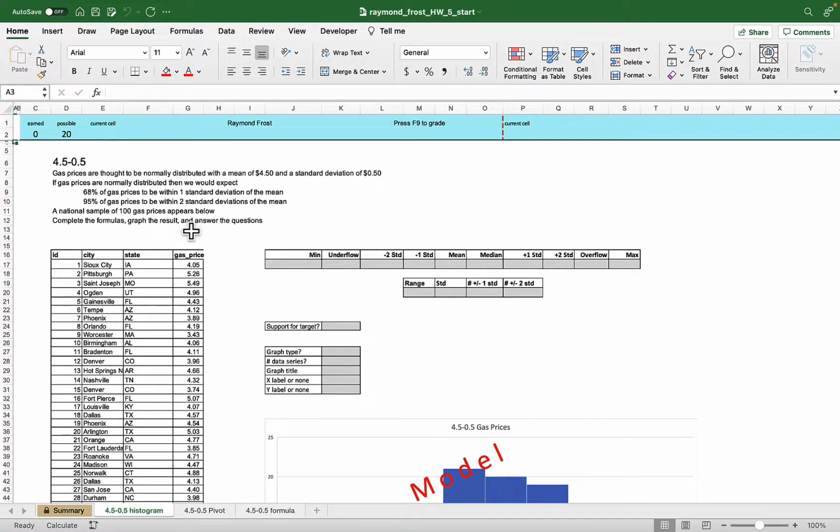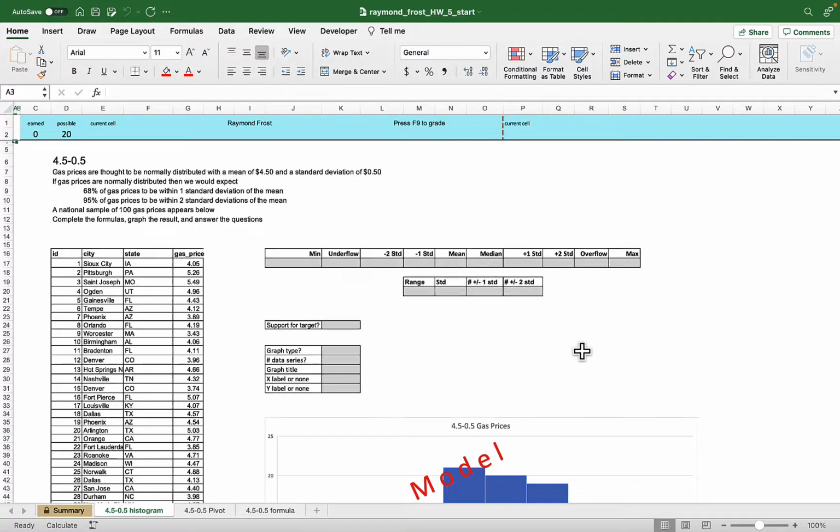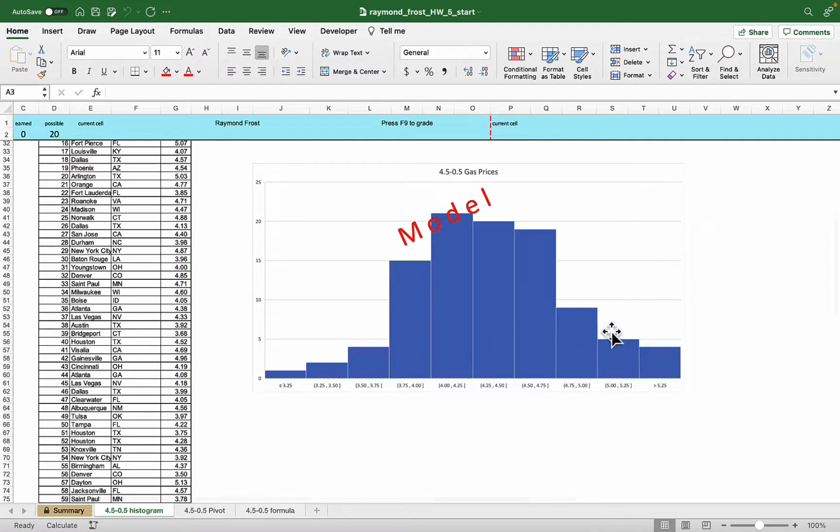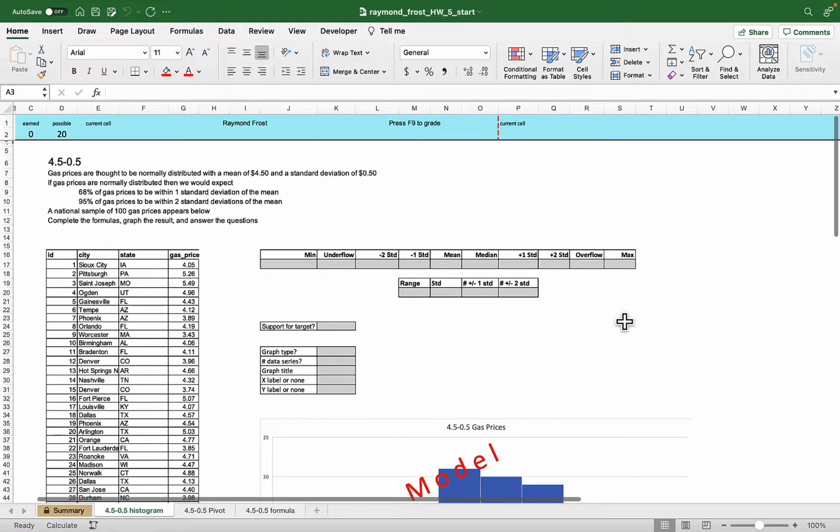So you've got here a bunch of cities and the price of gas in those cities. You begin, as you did in the prep, by calculating the min, the max, the mean, the median. Those are easy ones, right? The underflow and the overflow, you pull off the graph. So there's your underflow value, there's your overflow value. Then you calculate the range as max minus min, and the standard deviation. Remember, it's a sample, so that's the .S standard deviation.